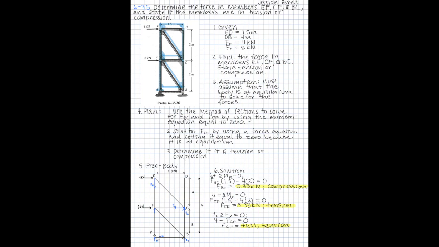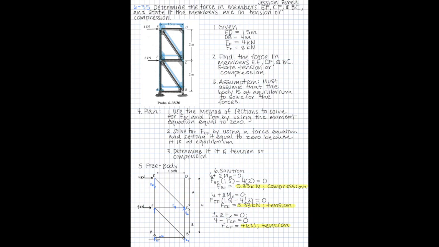So for step 1, you use the moment equations. So the force at BC times the distance or the length, so that's 1.5, minus 4, the force at point E times 2. And you set that equal to 0, and that gives us 5.33 kilonewtons in compression. And if you look at the free body diagram, it explains that.